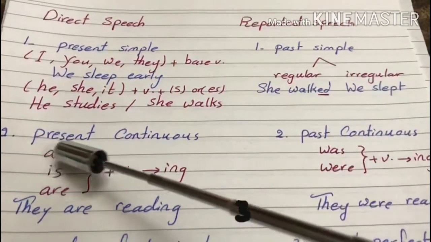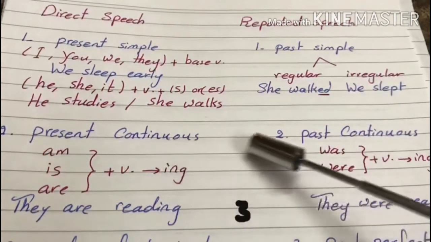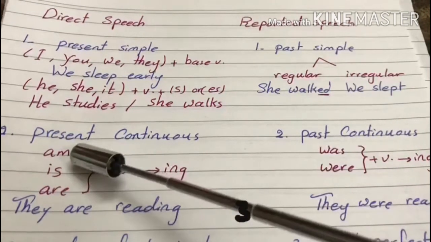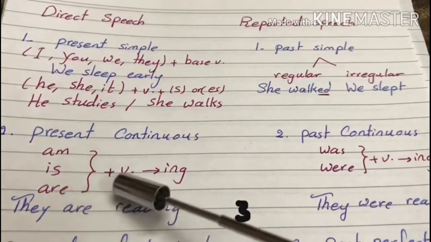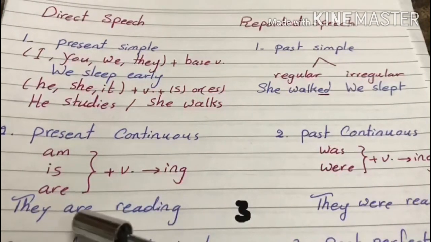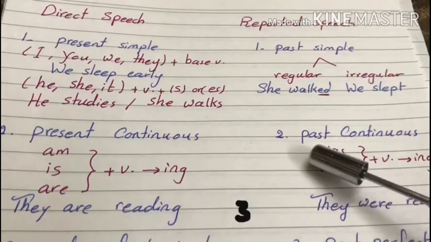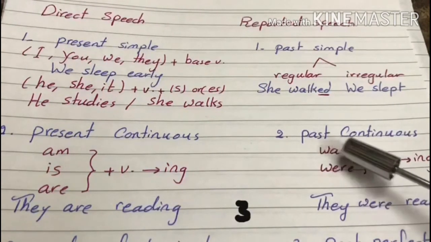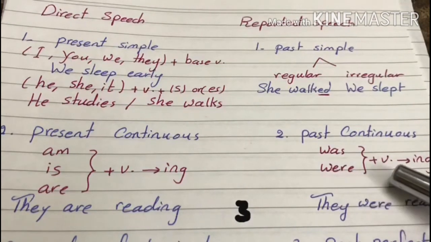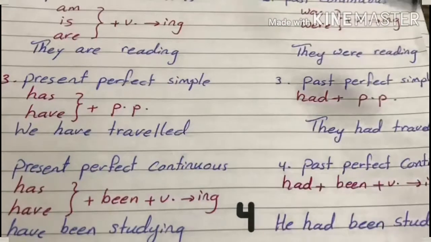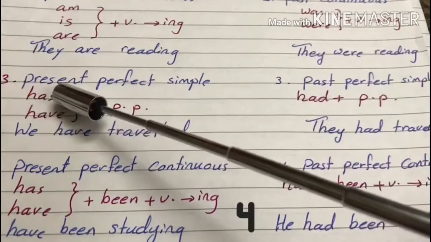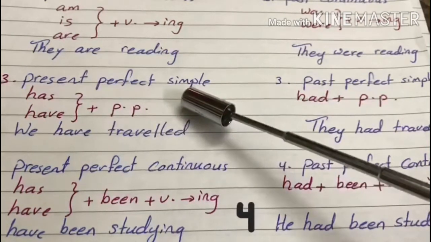Number 2, present continuous becomes past continuous in the reported speech. Is, are, plus verb plus ing. An example, they are reading. While in the past continuous, the form is was or were plus verb adding to it ing. Example, they were reading. Number 3, present perfect simple.